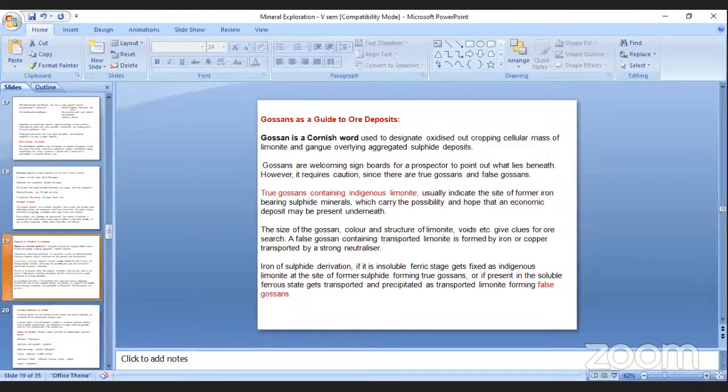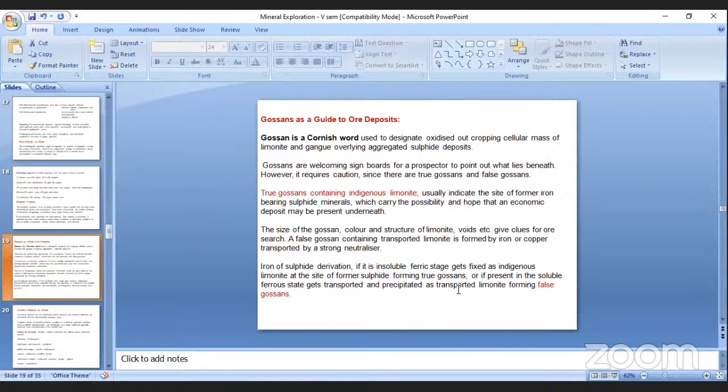True boxworks usually indicate iron-bearing sulfide minerals, and definitely give an economic possibility of an iron deposit, which may be present under the earth. And the size of the boxwork is also important.